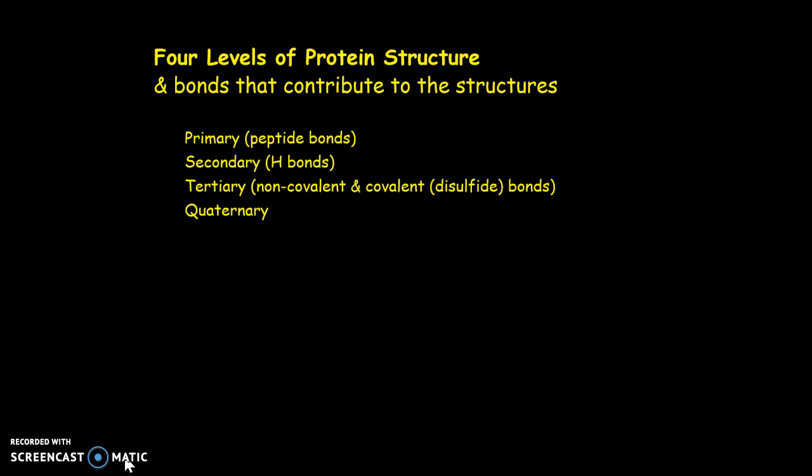The tertiary structure can be changed by non-competitive inhibitors, activators, cofactors, coenzymes, pH, temperature. There's a lot of things that can change the tertiary structure. And then remember that tertiary structure is the overall 3D structure or the globular structure of the protein.